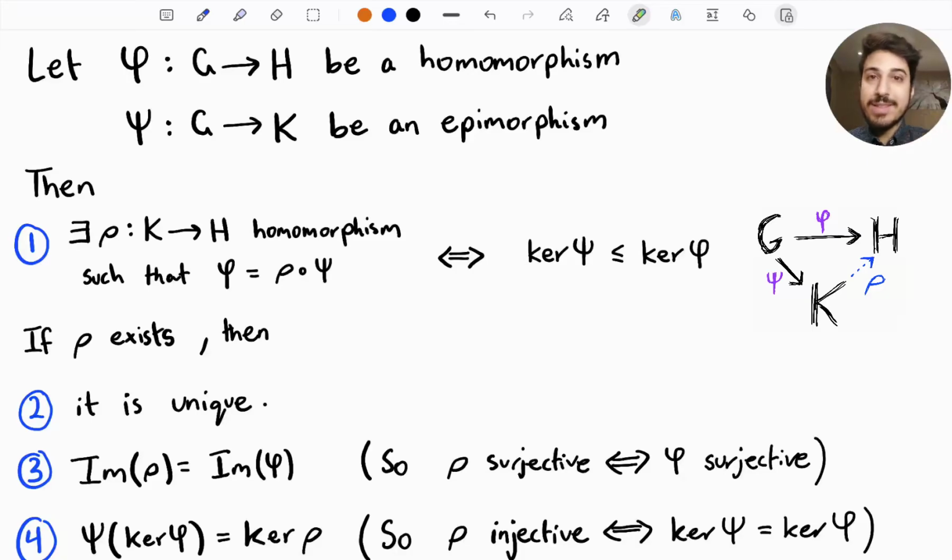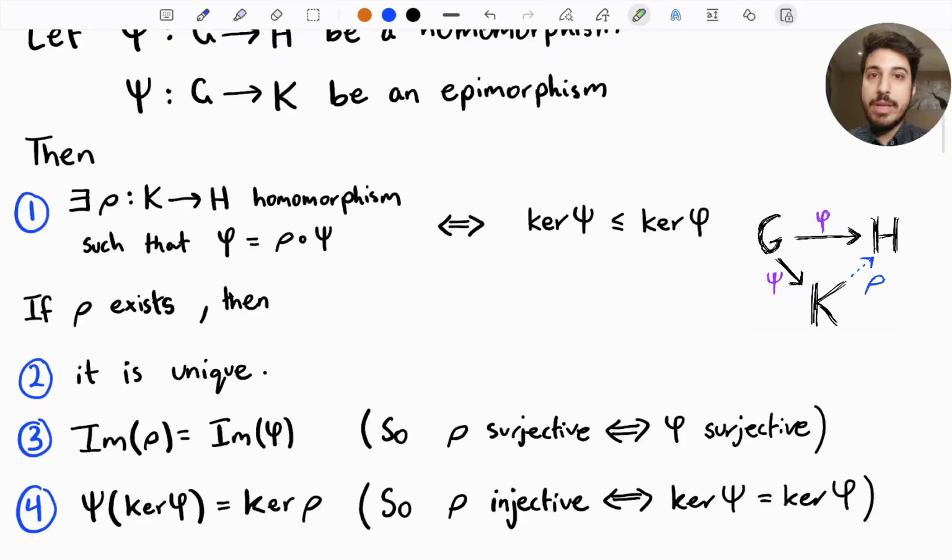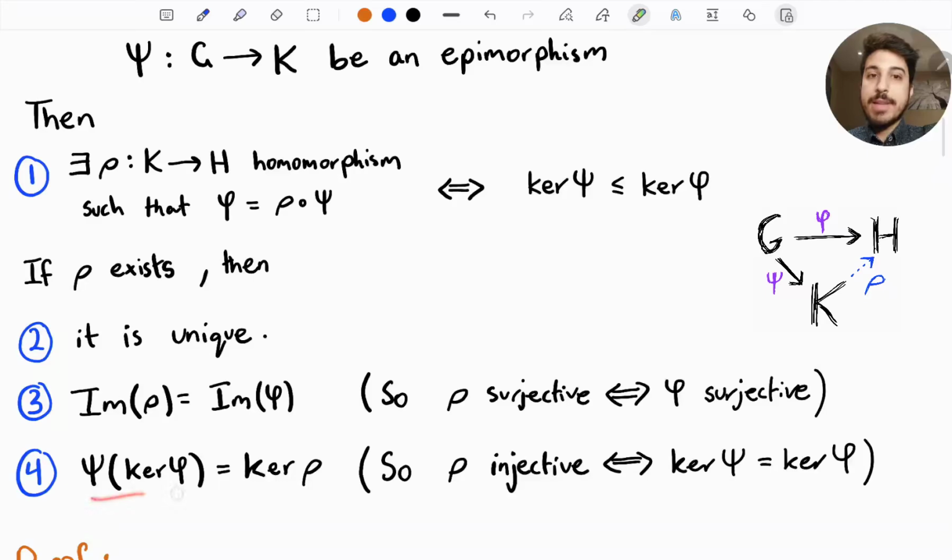If rho does exist, then the three next results apply. The second one says that it is unique. The third one says that the image of rho is equal to the image of phi. In particular, rho is a surjective homomorphism if and only if phi is a surjective homomorphism. And number four says that if we take the two sets, psi of kernel of phi and kernel of rho, we find that they're equal.